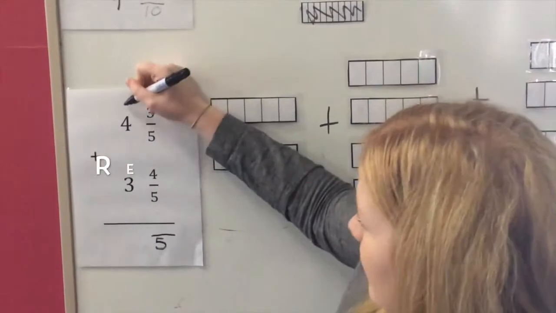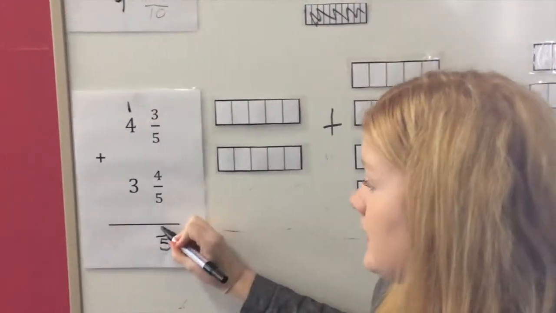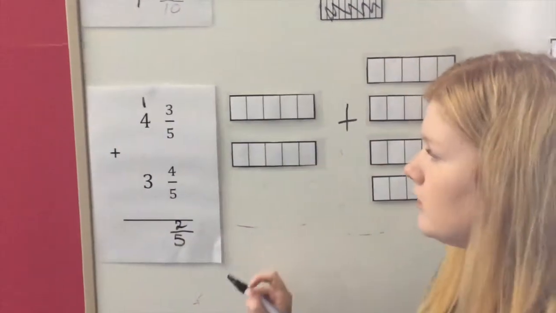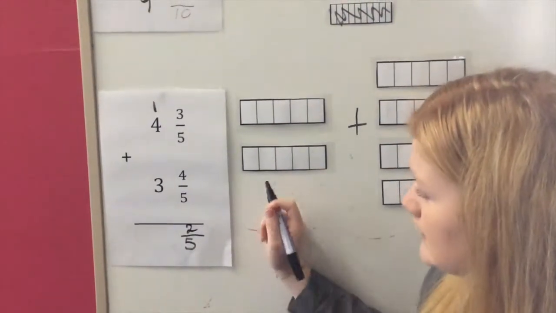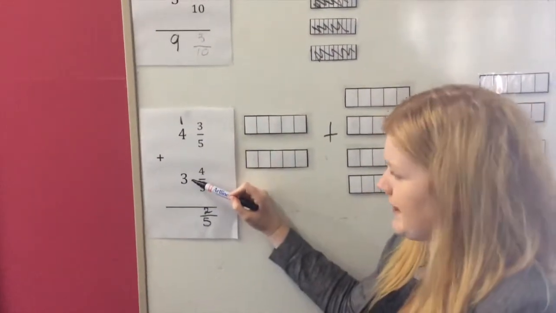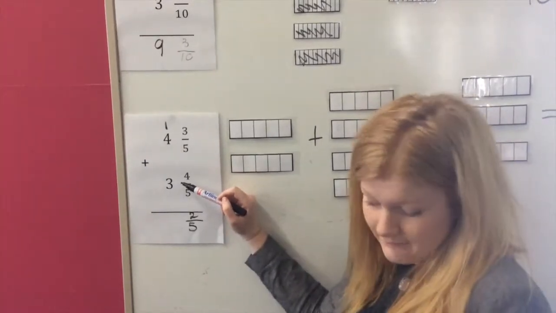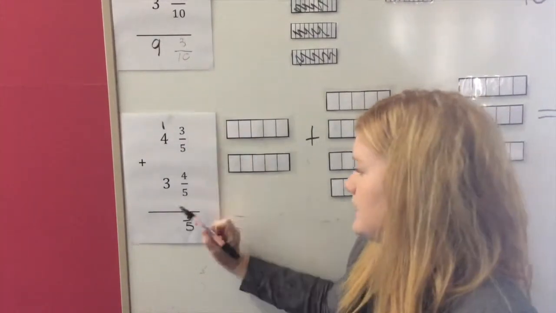Therefore, we will put the whole up here. And then the remaining is 2 pieces of the whole. So we have 2/5. Then we'll add 4 and 3 together as they are wholes, which equals 7. And then the 1, which equals 8.